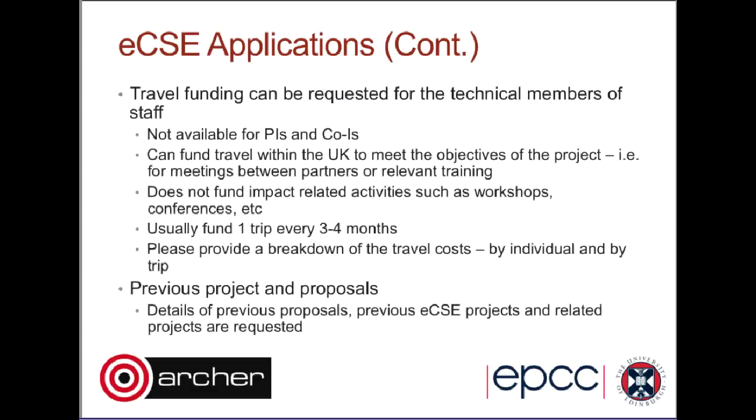There's a request now for details of previous projects and proposals. So if, for example, you've had a proposal rejected in the past, some proposals have feedback in them that says, if you address this, we would encourage you to reapply. So if it's a resubmission, the panel has the ability to look at the feedback from the previous one and see if it's been addressed. They can also look at any previous eCSE projects you may have had, any successful ones, to see whether the work was successfully completed and whether this is a follow-on. Finally, it's looking for any related projects just to make sure that the work hasn't already been funded elsewhere.